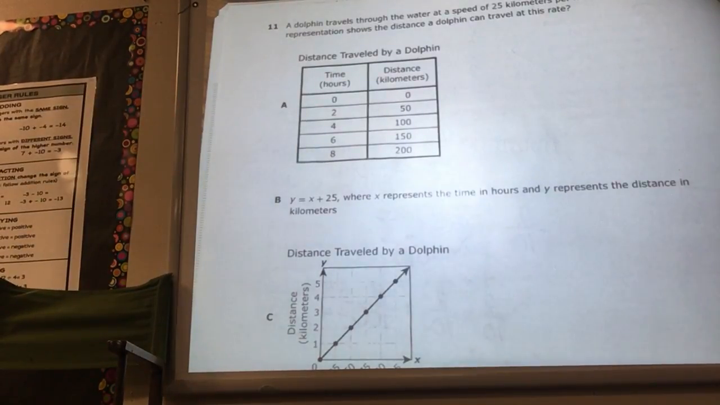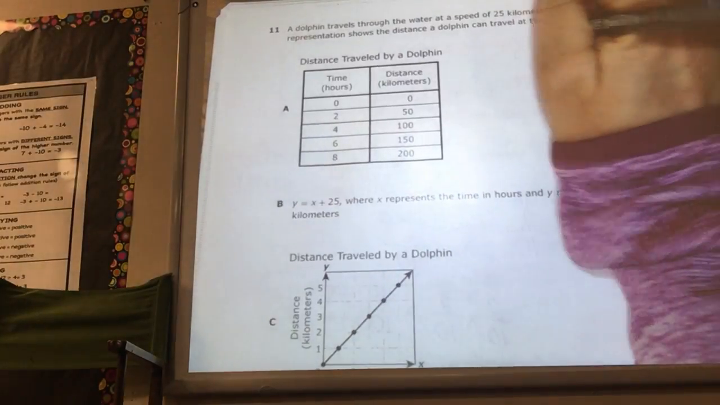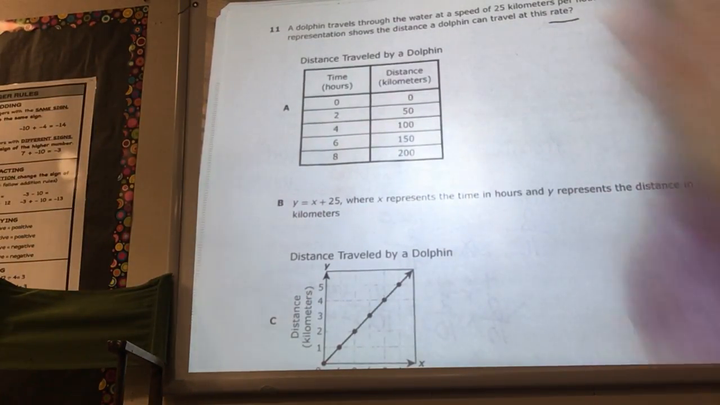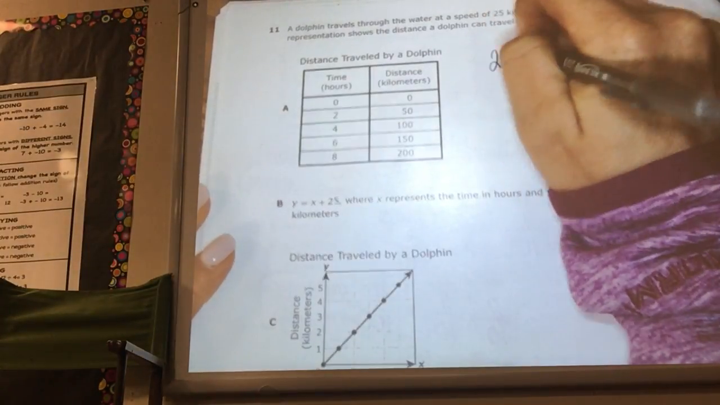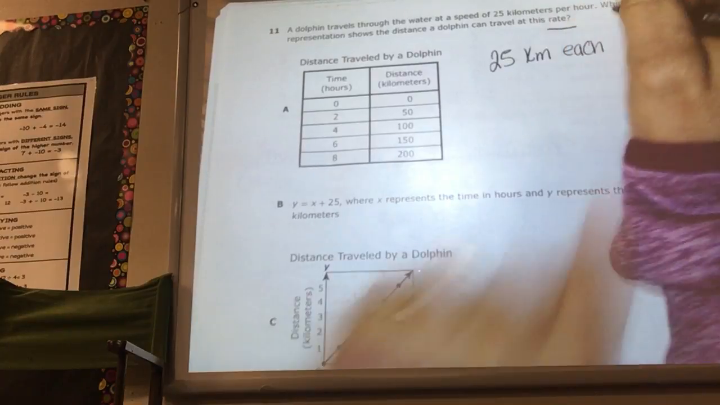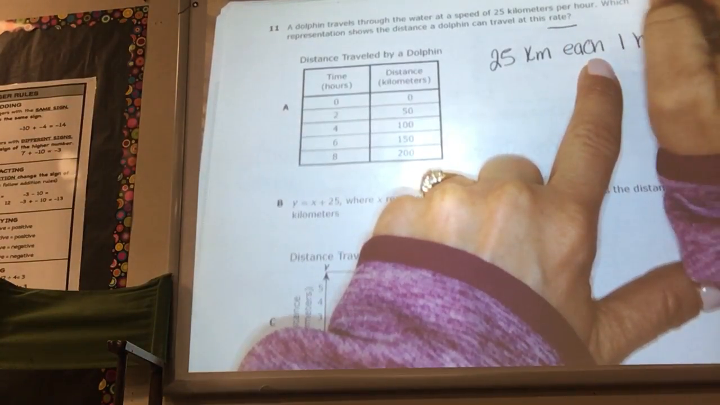Okay, Bellwork question number 11. A dolphin travels through the water at a speed of 25 kilometers per hour. Which representation shows the distance a dolphin can travel at this rate? We have a rate, and we know that this dolphin is traveling 25 kilometers each or per 1 hour.